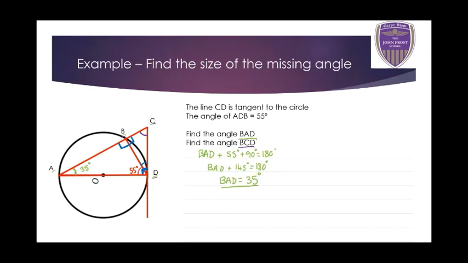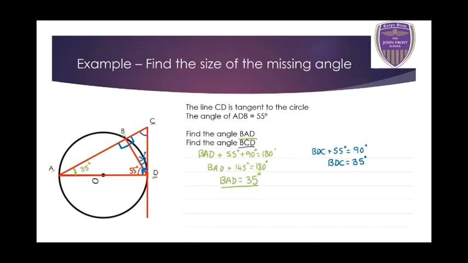Okay, so first of all, we're just going to do BDC first. So BDC plus 55 degrees equals 90 degrees. Therefore, BDC has to equal 35 degrees. I know that this angle down here is 35 degrees as well, but that's not what we're trying to find. We're trying to find angle BDC.